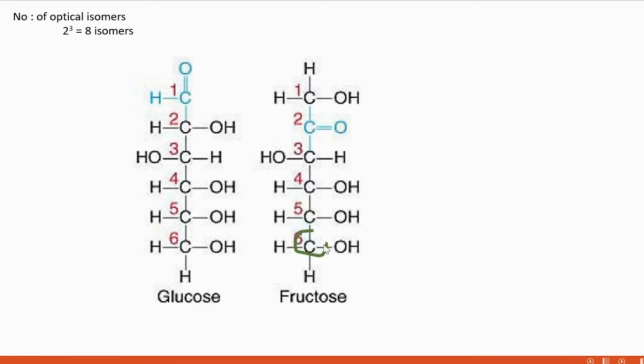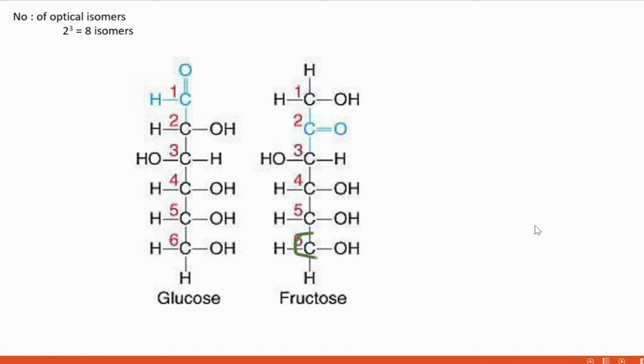Then come to the last one. Here this is the group. Here H, again H. So it is not an asymmetric carbon. Only 3 carbons are asymmetric here. So 2 raised to 3 is equal to 8 isomers are possible from fructose. And in the case of fructose, D-fructose is seen in the biological system. D-fructose means levorotatory, rotating towards the right-hand side. That type of fructose is found in the biological system, and it is a major constituent of honey.